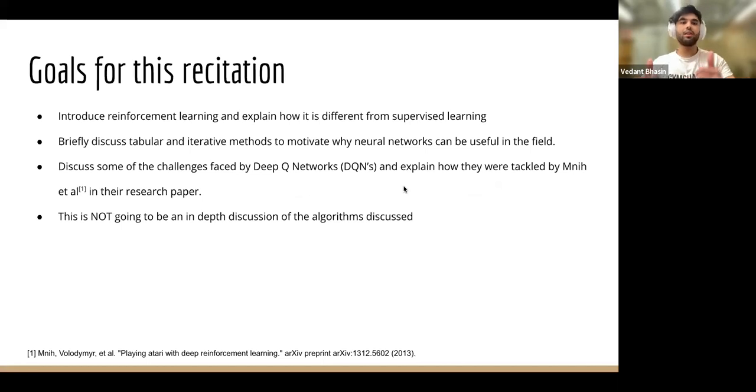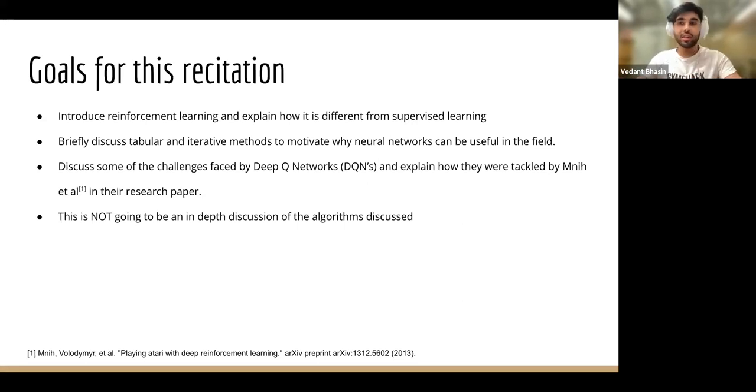So first, these are the goals we have for this recitation. We want to introduce reinforcement learning and explain how it's different from supervised learning, which is mainly what you've been working with through the semester. Secondly, we want to discuss how the field has developed over time. We'll discuss some dynamic programming methods that aren't used that much anymore, and how these methods evolved to the point where now we have deep Q networks. And then finally, we're going to explain some of the problems that were actually solved in the research paper and how they were able to get neural networks to work in reinforcement learning.